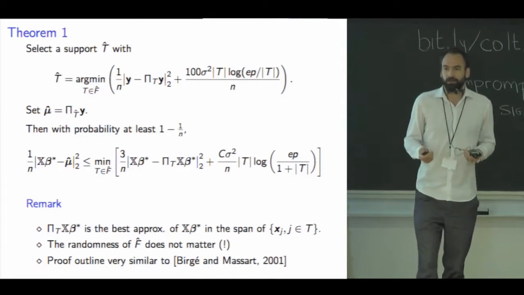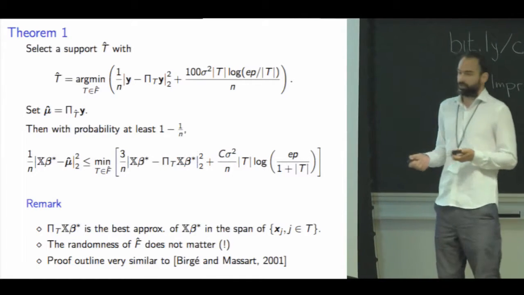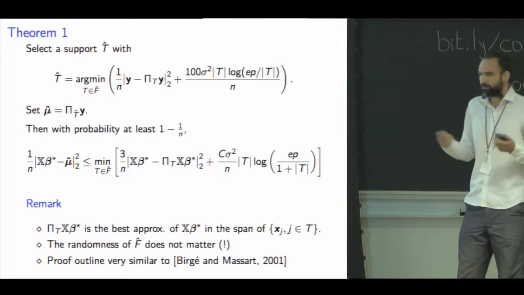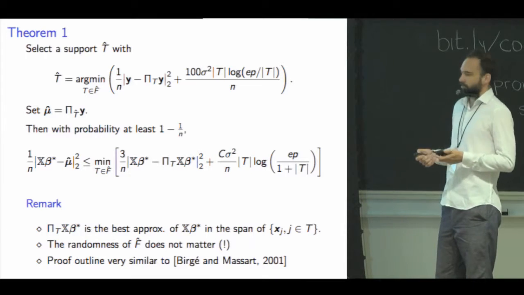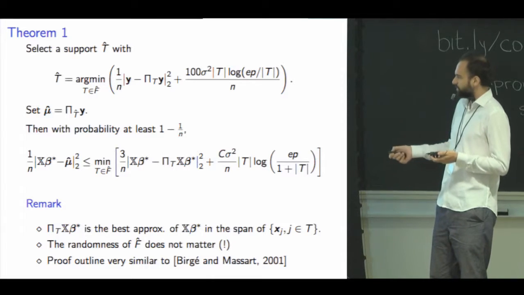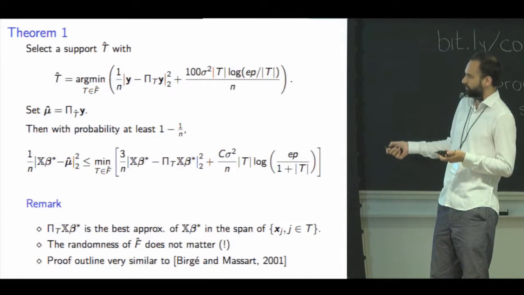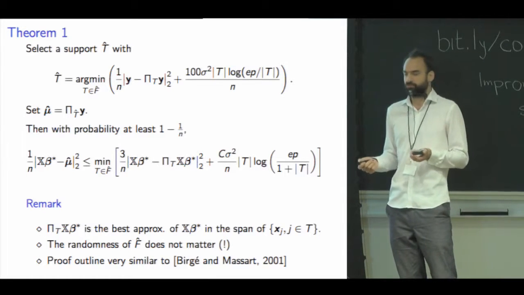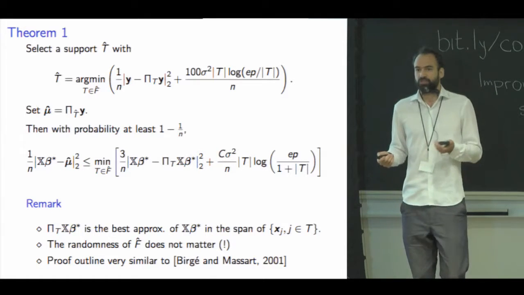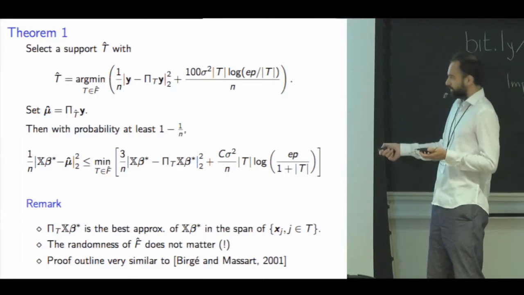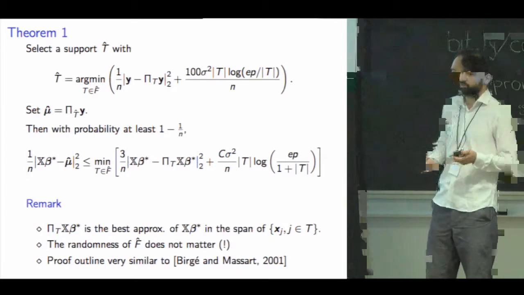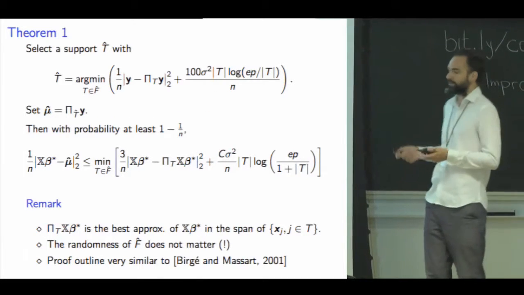So here's the first result with this selection procedure. This is the same selection procedure that was displayed in the previous slide. Then with high probability, we get this oracle inequality, or this guarantee. On the left-hand side, we have the performance of our estimator, which is constructed with the selection rule. On the right-hand side, we have two terms. The first term is the best prediction performance in the set F hat, and the second is the complexity term defined by the size of T.